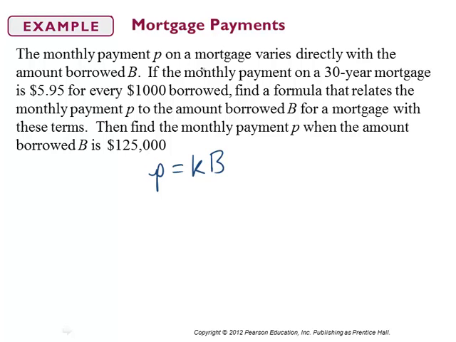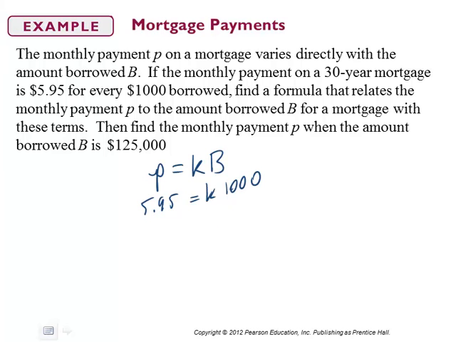So that's an example of how these problems go. They'll typically give you just enough information so you can solve for your constant of variation, or constant of proportionality k. And here the clue says that the monthly payment on a 30-year mortgage is $5.95 for every $1,000 borrowed. So we can write 5.95 is equal to k times 1,000. And then you can solve for k.